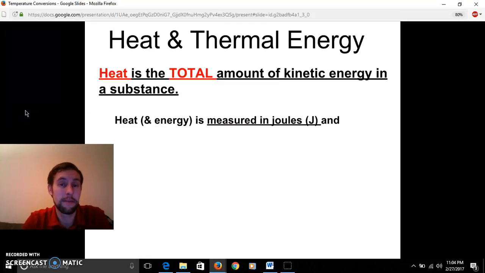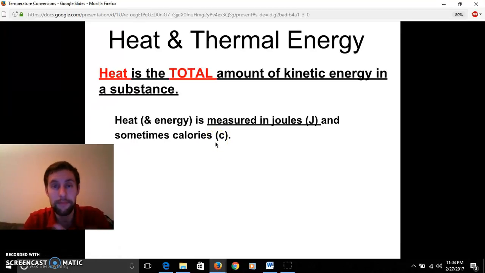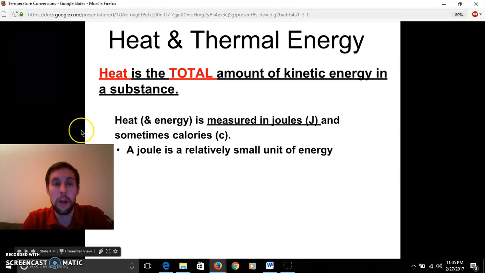So heat, any kind of energy, is measured in joules, usually, sometimes in calories. Now these calories are not quite the same calories as you get in your food. Technically those should be kilocalories. So you put a little K in front of this C. Technically you're eating 1,000 little calories of energy every time you eat 1 calorie of something. So technically if they say you need 2,000 calories in a daily diet, you technically need 2 million real calories, or 2,000 kilocalories. Note that a joule is a relatively small unit of energy.